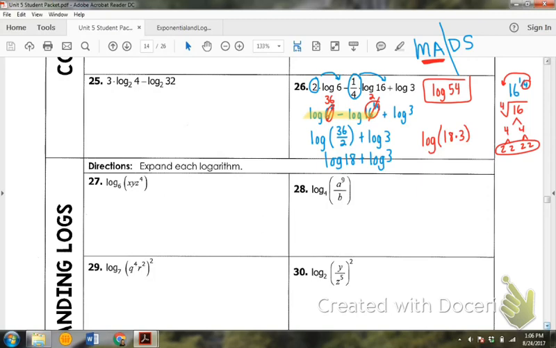But if we take our steps one at a time, Aspen, what's the first one? Power. You're not going to forget it now. Power property first, we take care of all those, and then we do our MADS.